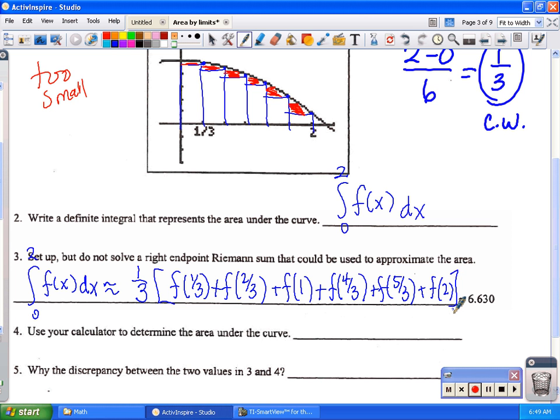And I went ahead and calculated that for you. That comes out to be approximately 6.630. So that's an approximation of the area that is bound by the curve, the x-axis, and the endpoints 0 and 2. However, I'd like to find the exact area under the curve.